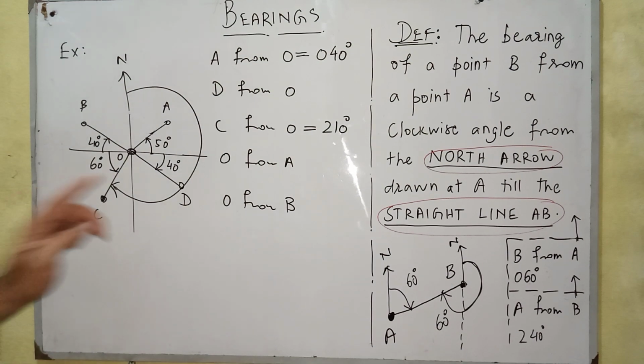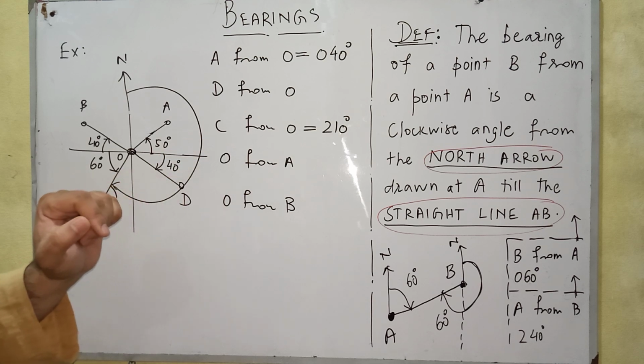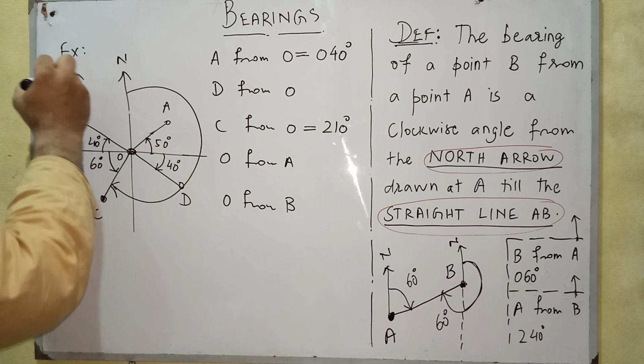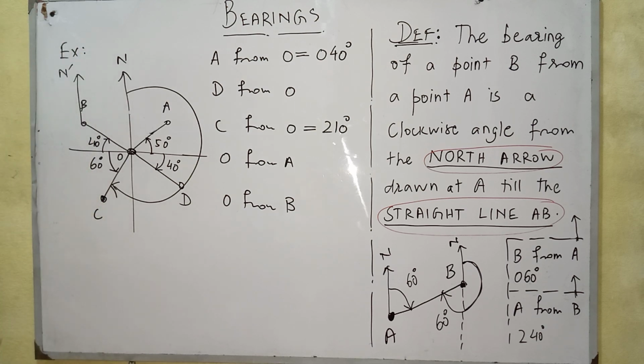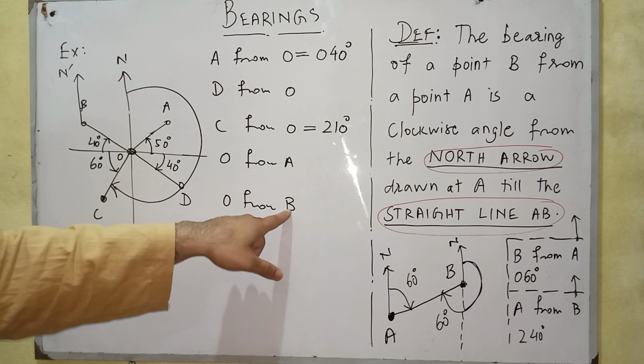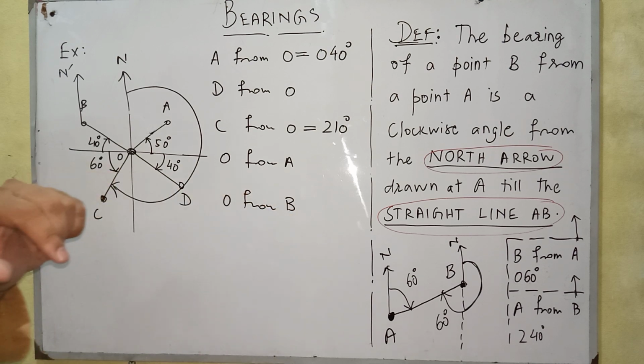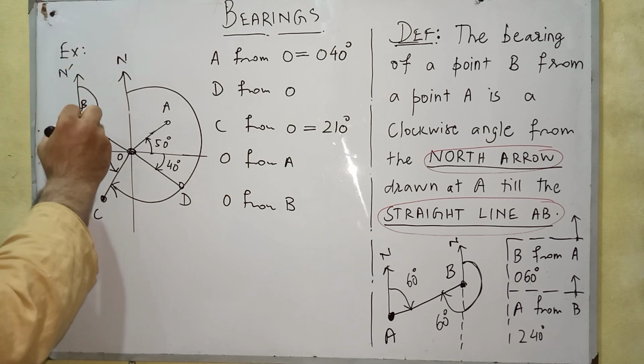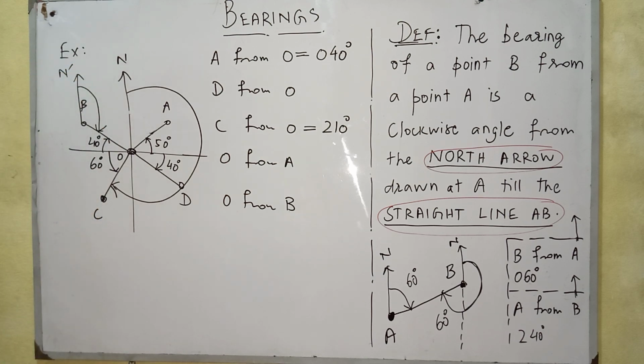And if we need to find the bearing of O from B, we have to draw a north arrow at point B like this. I am denoting this north arrow with N prime just for differentiation between both north arrows. Now our angle will start from the north arrow which is drawn at point B and it will go till the straight line OB.